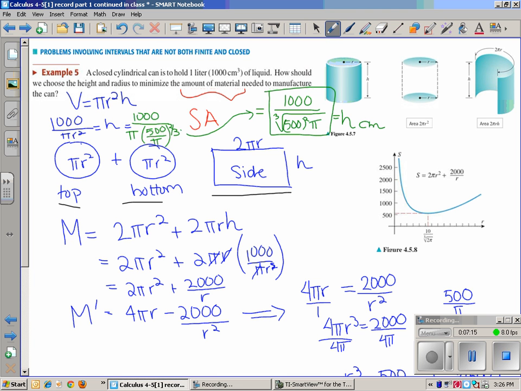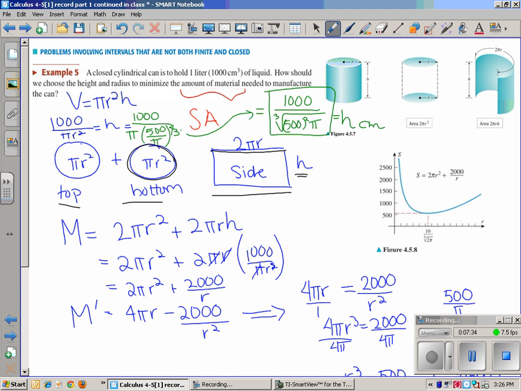Okay, the side would be the difficult part because you had to remember that this label or edge of the can is actually the length of the circumference of the circle, or the perimeter of the circle. And then we have the height. Okay, so we come up with our equation.